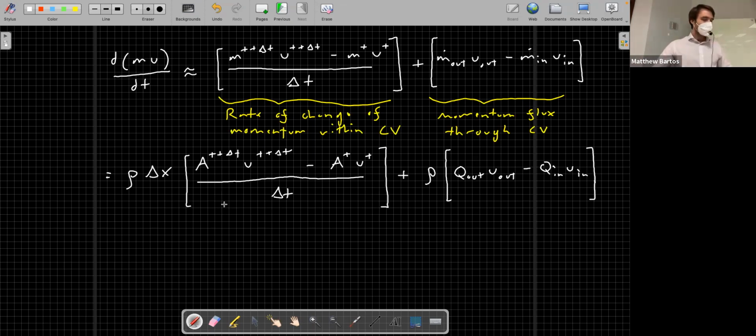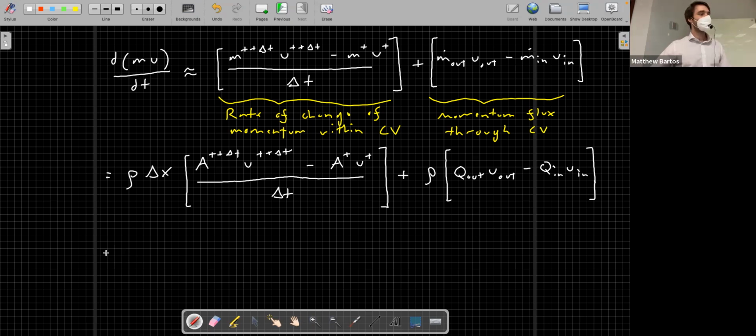All right. And what is this term here equivalent to? What is the area times the velocity? What is the area of flow times the velocity of flow? The flow rate, right, exactly.